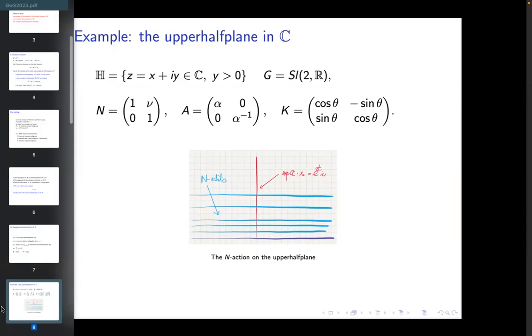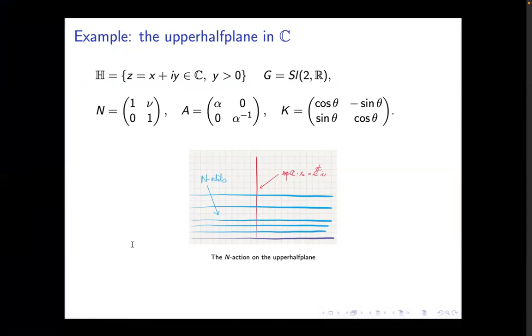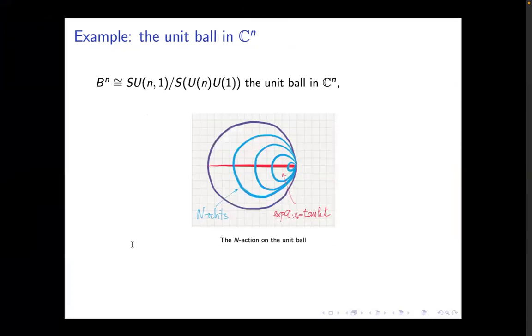If we take another rank 1 space, the ball, for instance, the bounded model, the ball itself. Then we see that in this case, the A orbit of the reference point is this red horizontal line, and the N orbits in this realization are the horospheres tangent to the point 1. So this is the orbit situation, the N action on the ball.